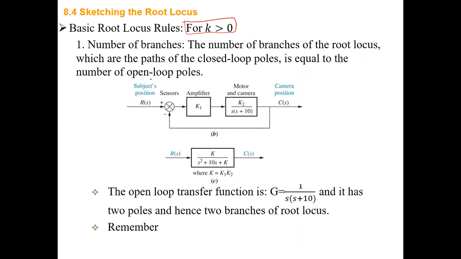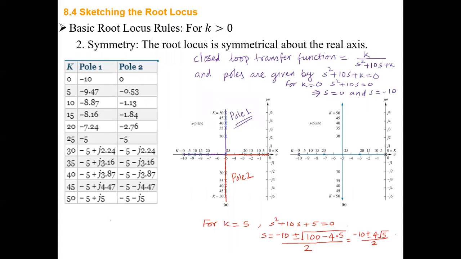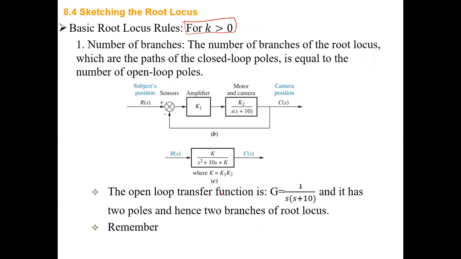K greater than 0. So how many branches of root locus will you have? So how many branches do you see here? 2 branches, right? One for pole 1, one for pole 2. You have one branch going from here to here, the other branch coming from here to here. Okay? What rule number 1 says is the number of branches of the root locus is equal to the number of open loop poles.